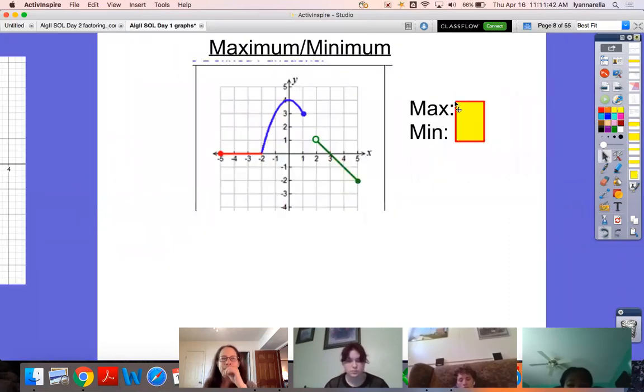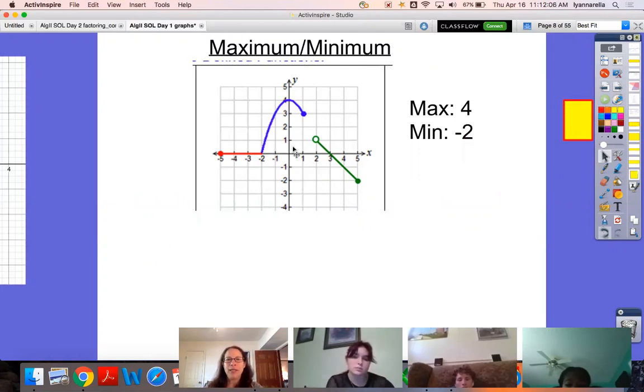All right. Max and mins are pretty easy. The maximum of a graph is the highest y value and the minimum is the lowest y value. So tell me what you think the highest y value of this graph is. Read the y-axis for max and mins. 4. 4 is correct. And what do you think the lowest value is? -2. -2 is correct. That's it. Max and mins are pretty easy.